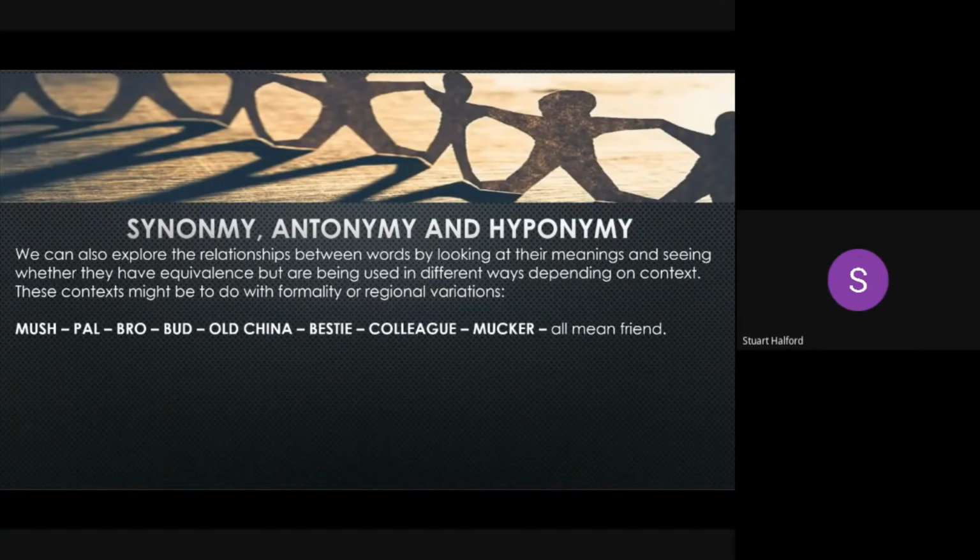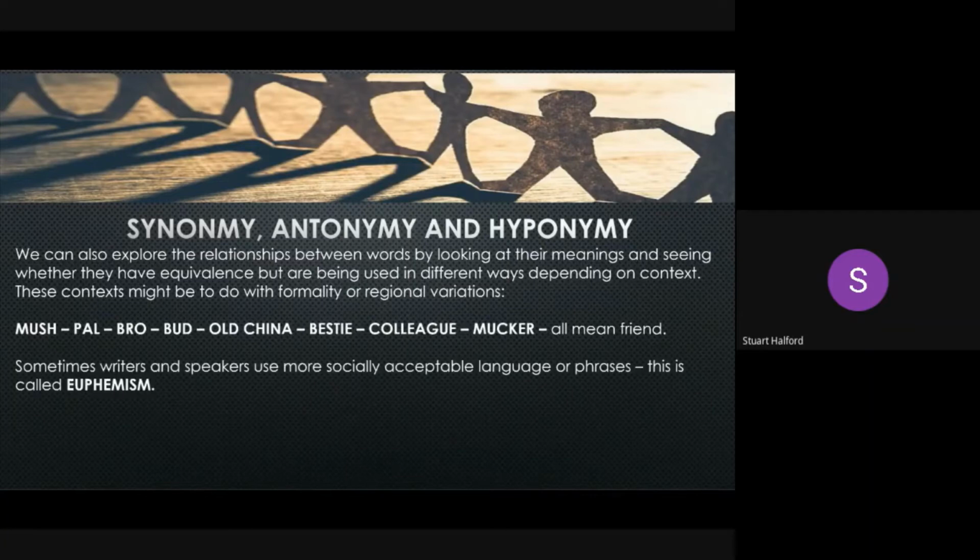Bro. You're not going to be seeing your granny or granddad using the word bro to describe their friends. Or maybe you will. Maybe I'm being too broad in my stereotyping of all people. Perhaps they do it ironically. So this is an example of where a word with an equivalent semantic value is being used in a specific context, in a specific way. Sometimes writers and speakers use more socially acceptable language or phrases, and we call this euphemism.